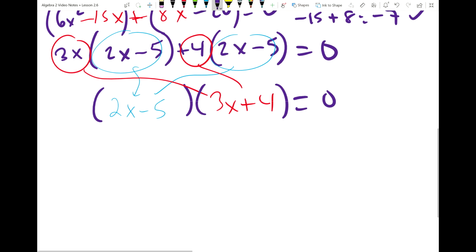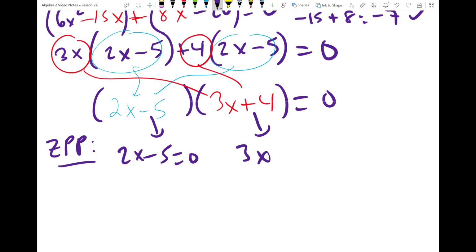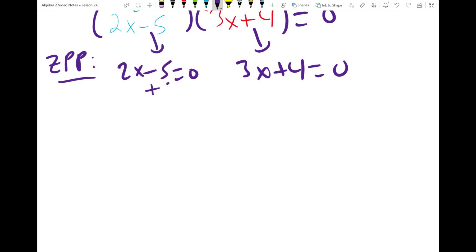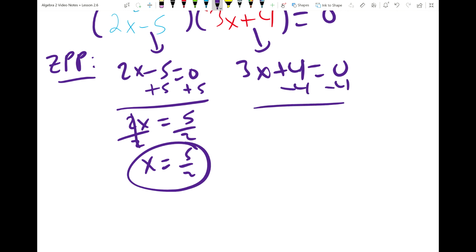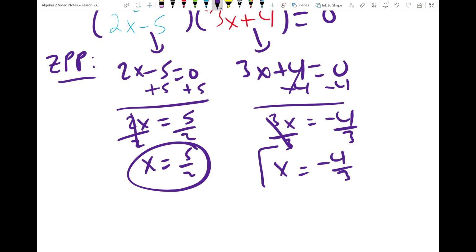Now we can solve it using the zero product property. We set this equal to 0 and this equal to 0, and then solve. To solve this one, we add 5 to both sides and divide by 2 on both sides. So x is equal to 5 over 2. One of our solutions is done. For the next one, we subtract 4 on both sides and divide by 3, so x is negative 4 over 3. So we got our two solutions.